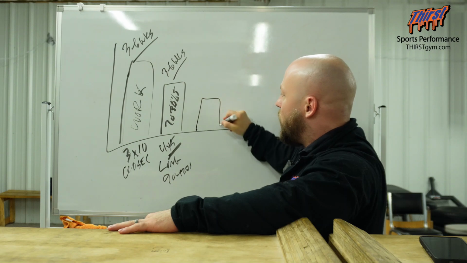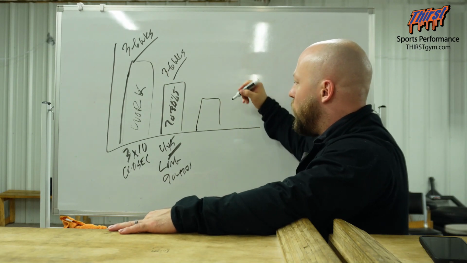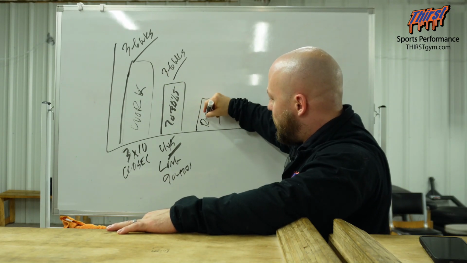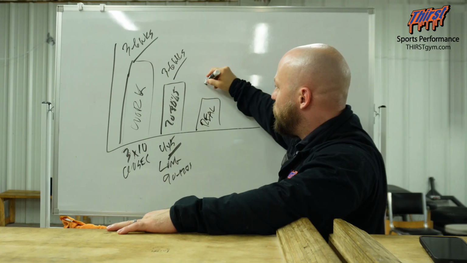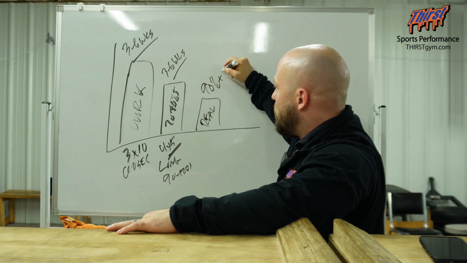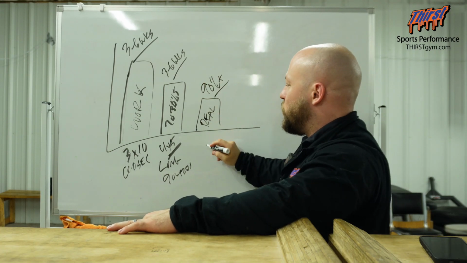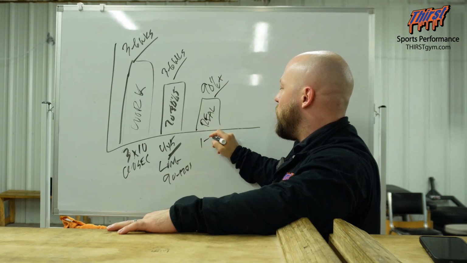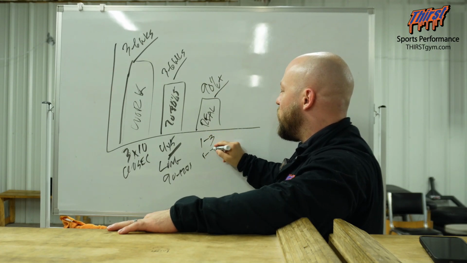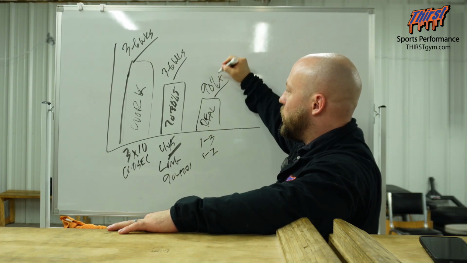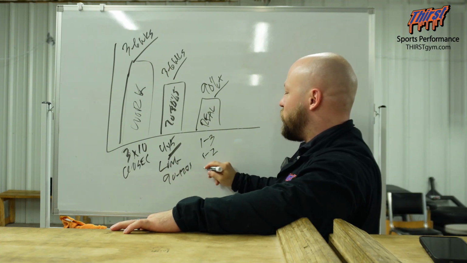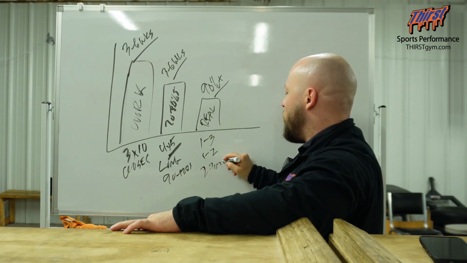And then the final one here is going to be your realization phase. Your realization phase is usually going to be your 90% plus. So this is where you're really going to push your strength. You're probably going to do sets of 1 to 3, maybe more so 1 to 2. And again, that 90% plus range. So this is where you're going to have a lot of your strength. And this is where you might rest 2 to 3 minutes.